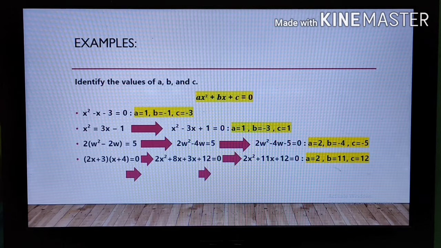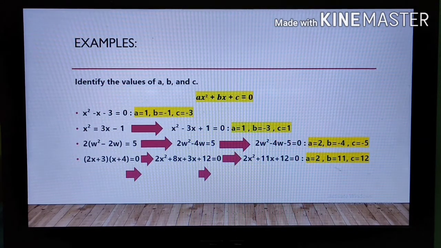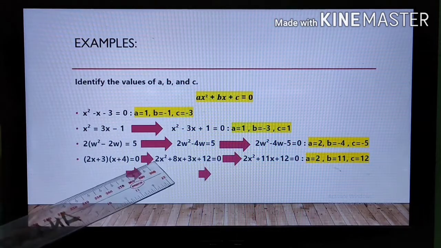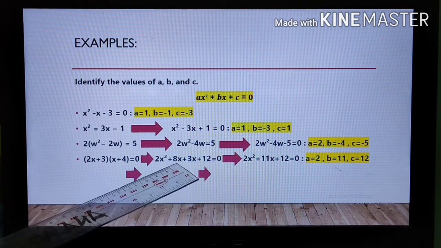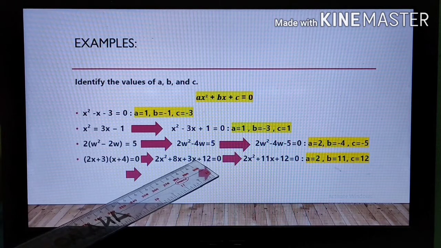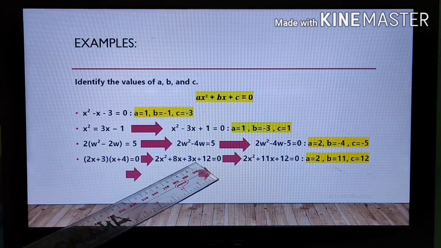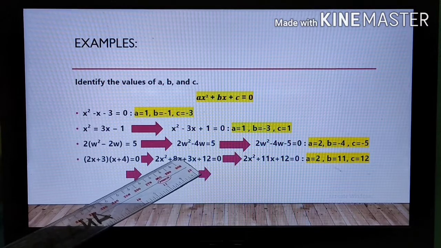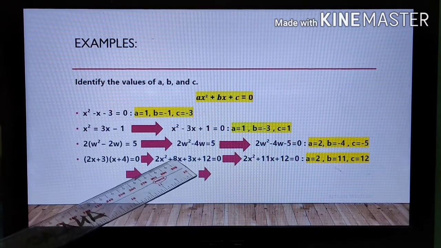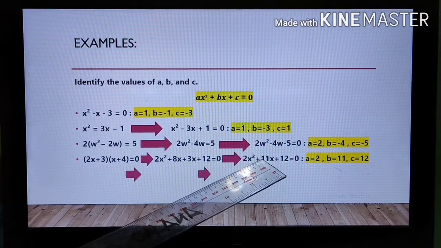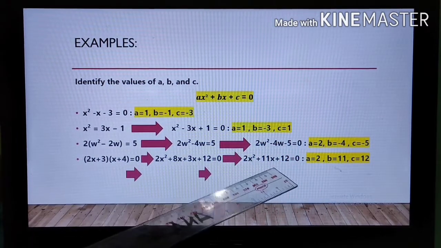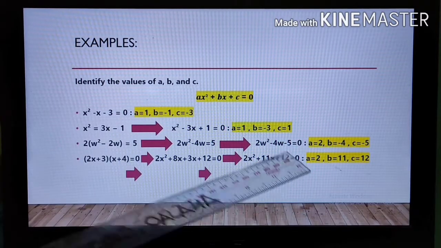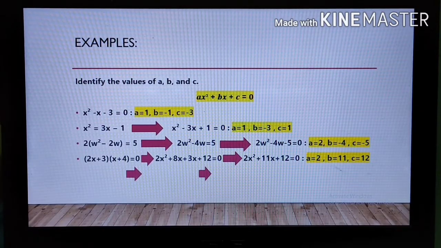Next is you combine like terms. So, kapag sinasabi natin like terms, guys, class, dapat same sila ng variable. So, copy lang 2x squared, then, ang 8x at 3x, they have the same variable. So, positive 8x plus 3x, you add 8 plus 3, 11, then, copy the variable x, so 11x. Then copy plus 12 is equal to 0. So 2x squared plus 11x plus 12 is equal to 0.